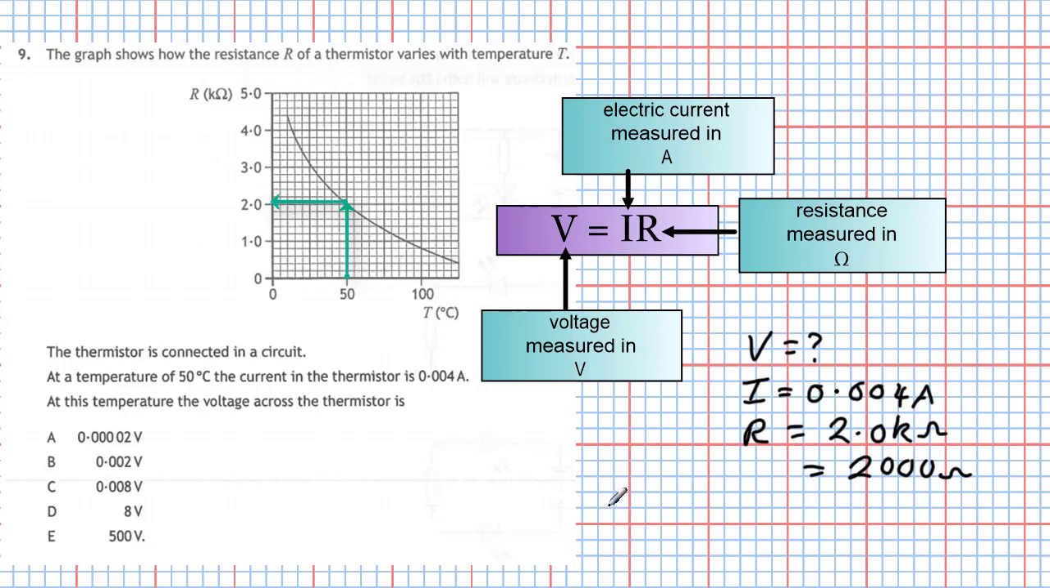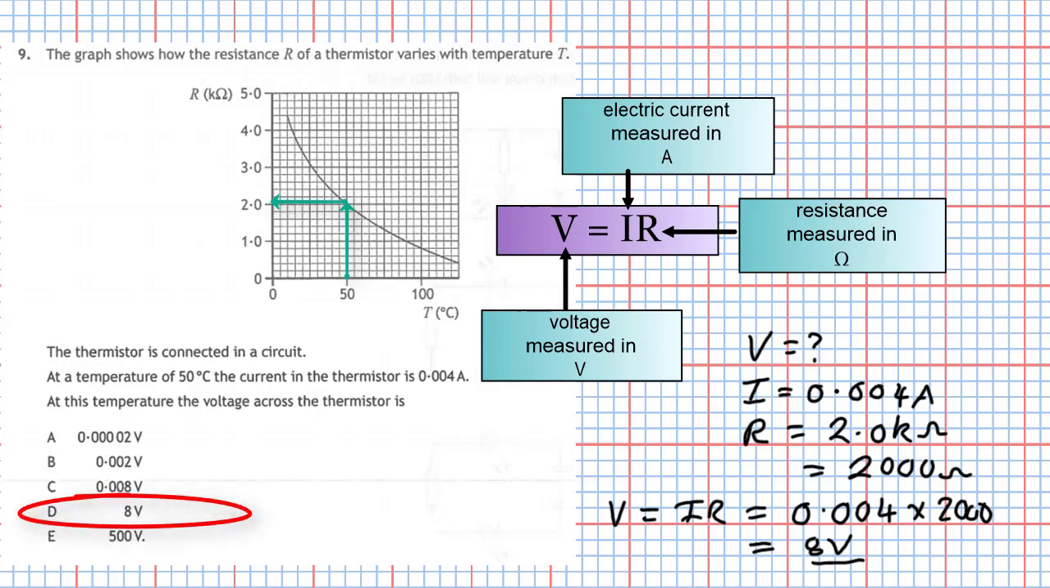So all we have to do is put the numbers in. V equals IR from our equation, and that's going to equal the current, 0.004, multiplied by 2000. Do that in a calculator and we end up with the answer of 8 volts. And 8 volts will give us an answer of D in question 9.